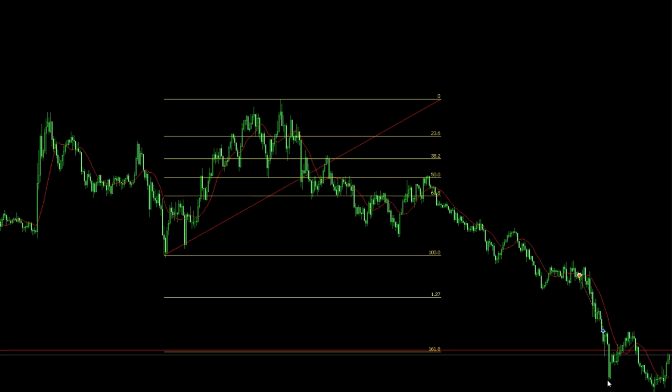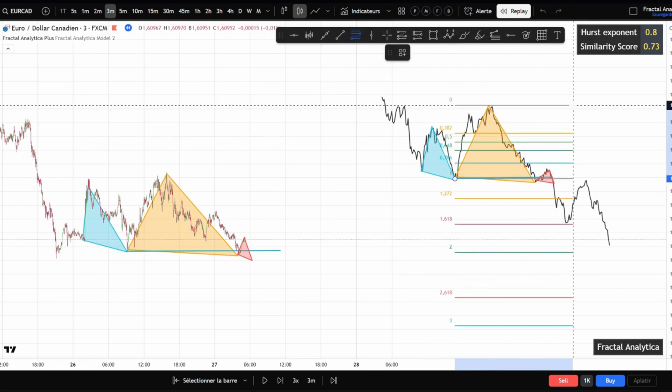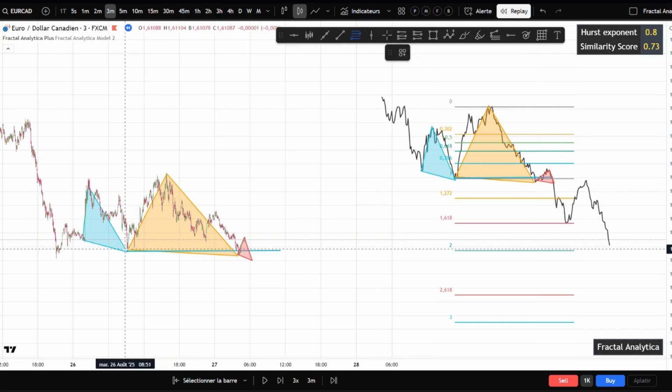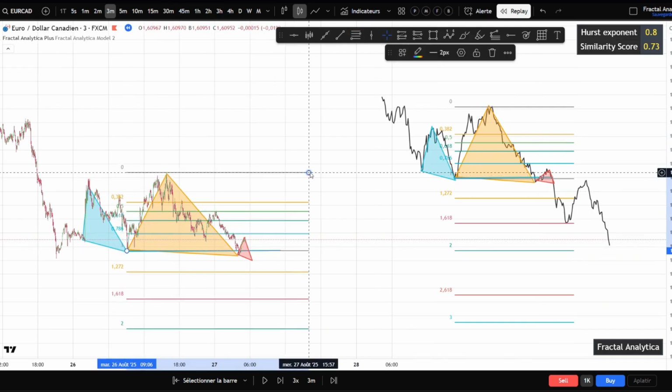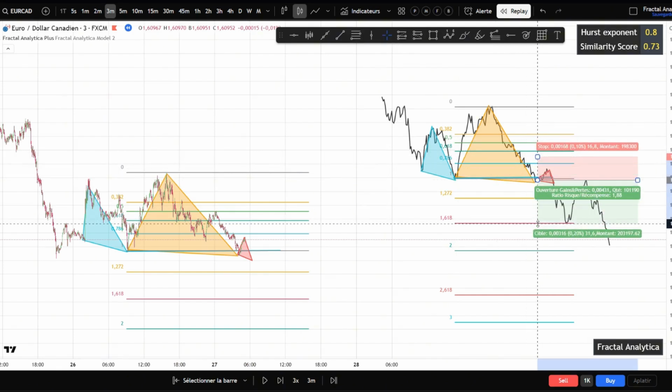And the results: both trades hit take profit. The price even went beyond the Fibonacci target, but I had already secured the profit. From this single setup, one trade brought me $2,600 and the other one $1,300. Together, that is over $4,000 profit, all of this on a 200K account, which represents about a 2% gain from just one trade. This is the power of combining the Fractal Analytica Plus indicator with structured analysis and disciplined risk management.